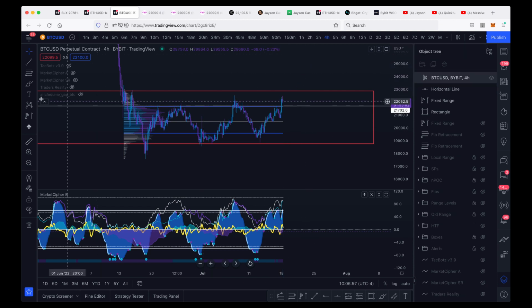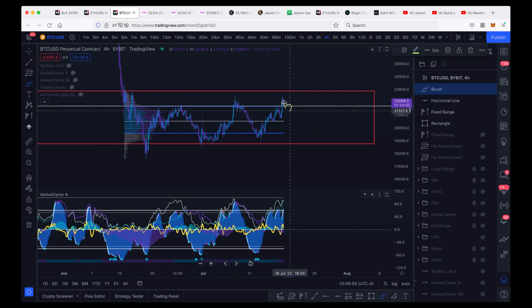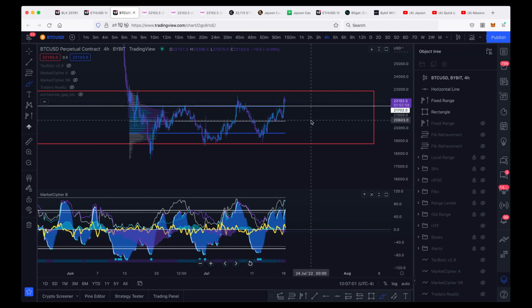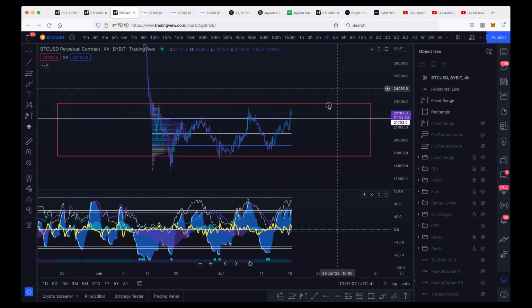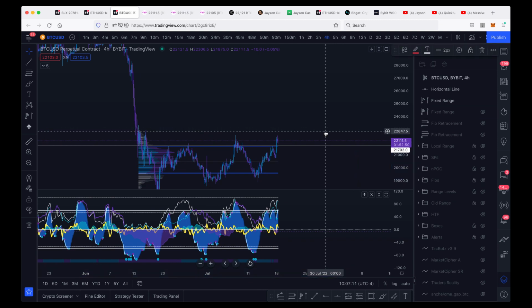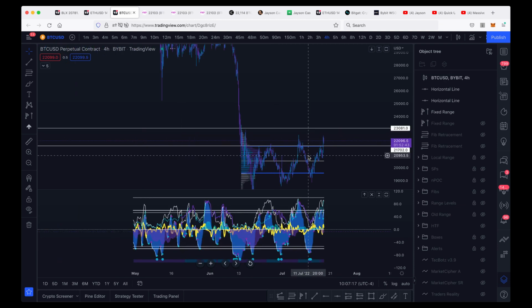And so for me right now, as long as we hold $20,700, I am looking for higher Bitcoin prices. Now, to what areas are we looking? Well, I would say that we do have a very important resistance at about $23,000, and here's why.